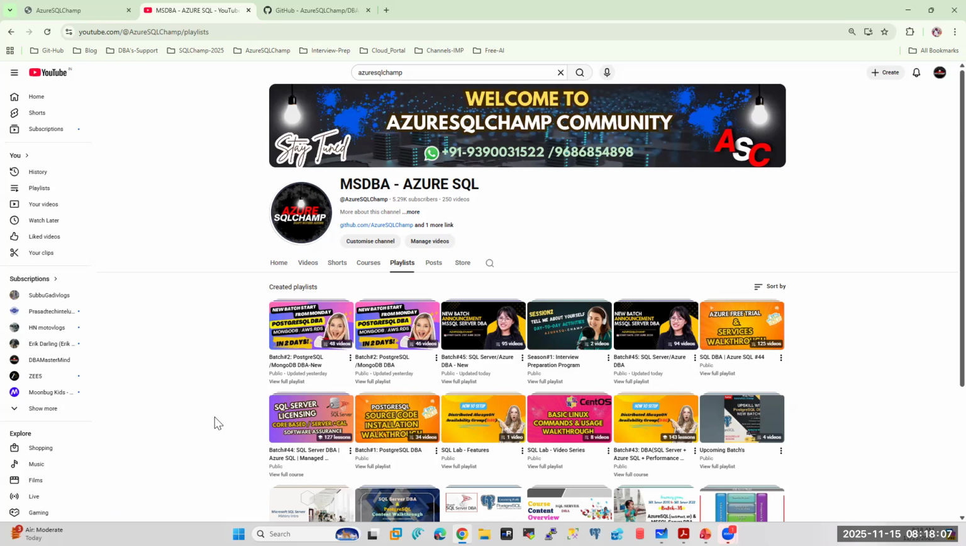Same with MongoDB. The people from the Postgres first batch are also part of the Postgres second batch, because we promised them we would involve them in the next batch too, as we are coming up with a new technology.